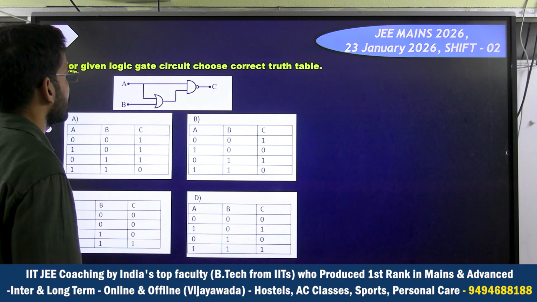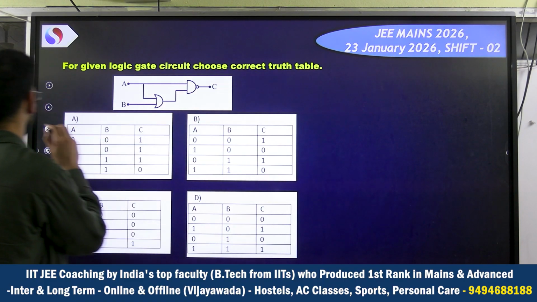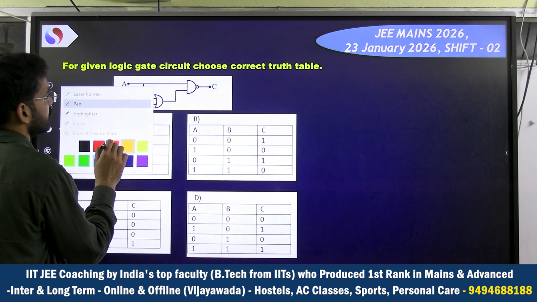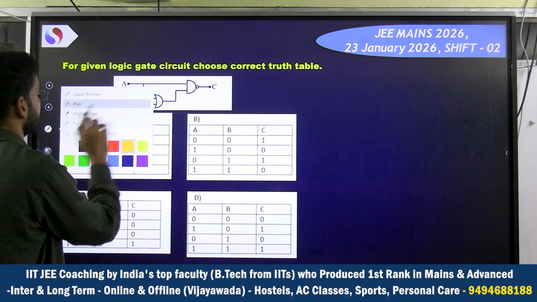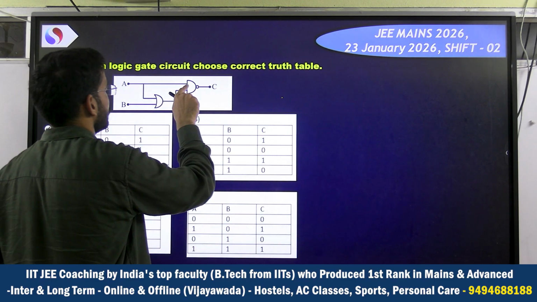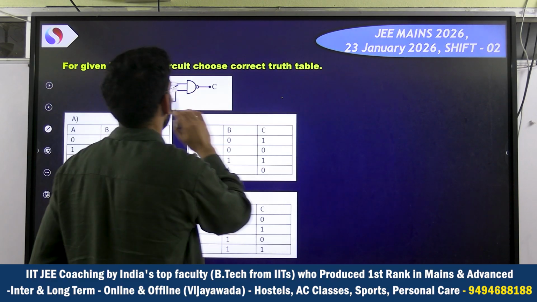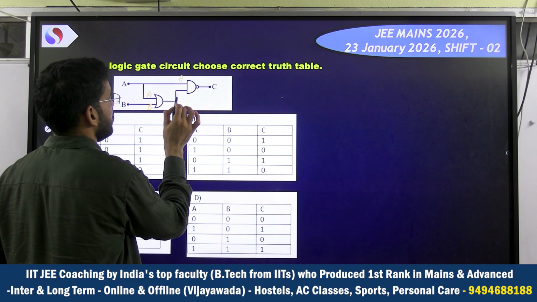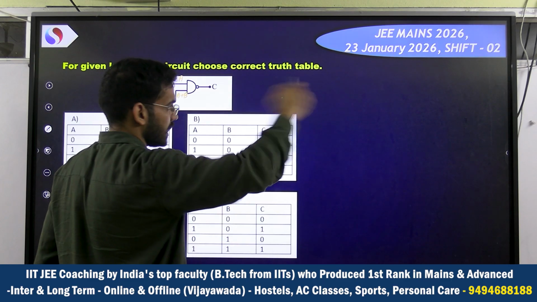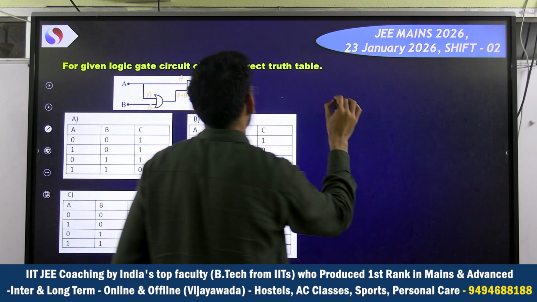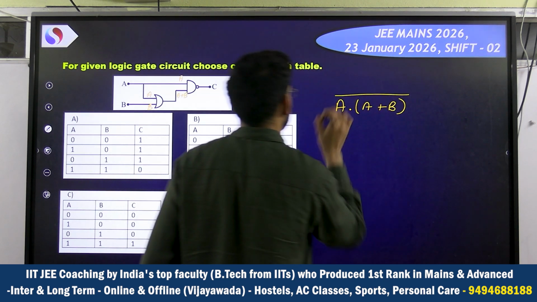Logic gate circuit, choose the correct truth table. We have to choose the correct truth table, but we can solve directly. Let's start. Here one input is A and one input is B going into the OR gate, so what will come? A plus B. And here the inputs going in are A and A plus B, and what is this? NAND gate, right? So first the AND operation, then the NOT operation. So you will have A dot (A plus B), and then whole bar. This is your answer, right?